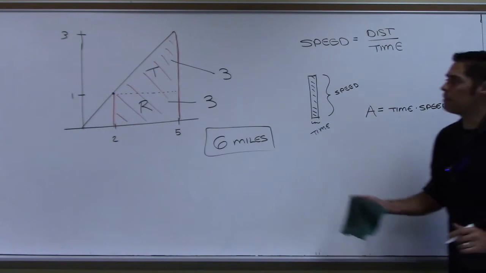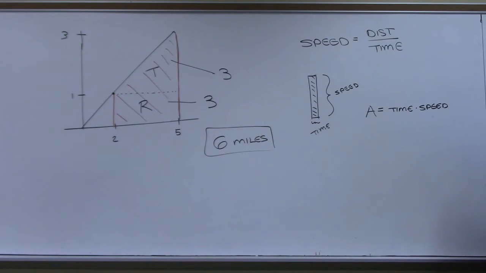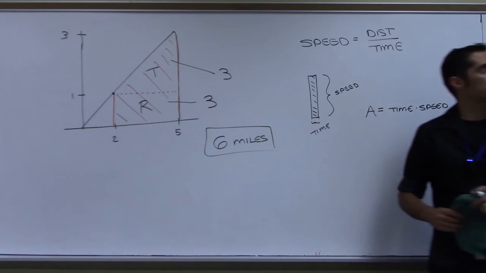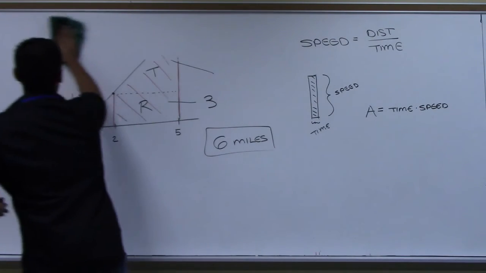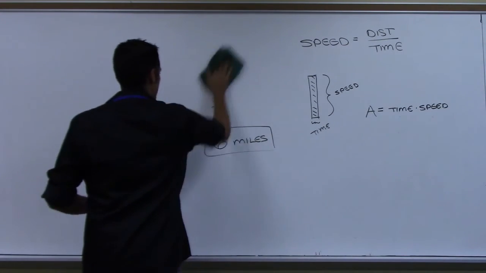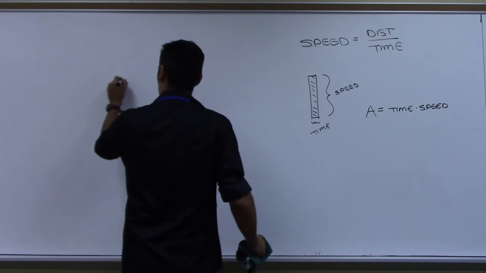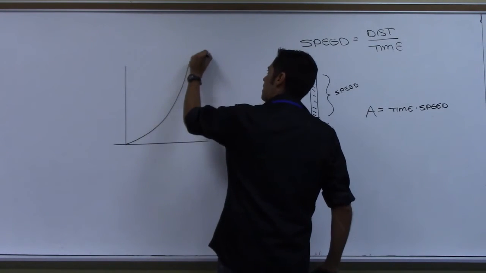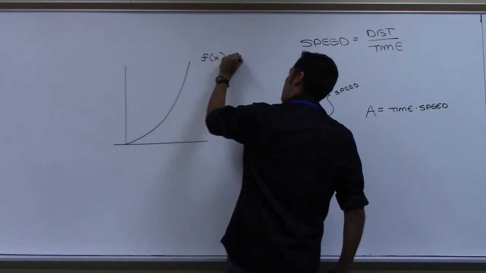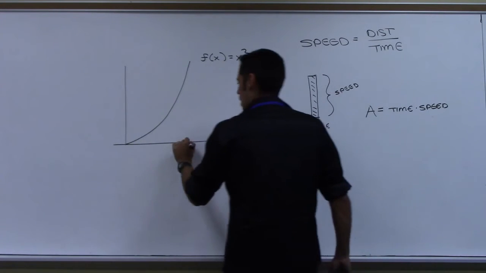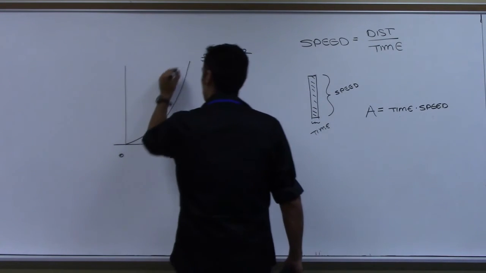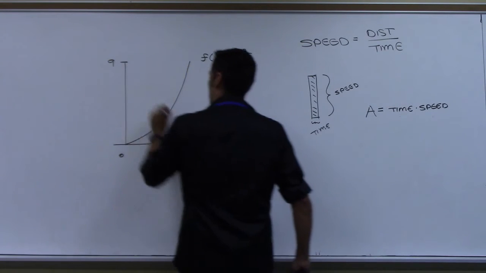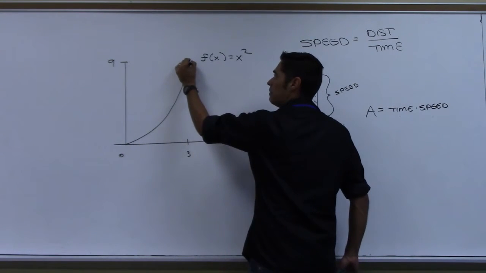All right, so how about this one? I'm going to make this a little bigger so you can see this. This time I actually gave you the function. I said, how far does a person go between hours 0 and 3? So here's the curve. I even tell you that the curve is f of x equals x squared. And at 3, we all know that x squared is 9, right?